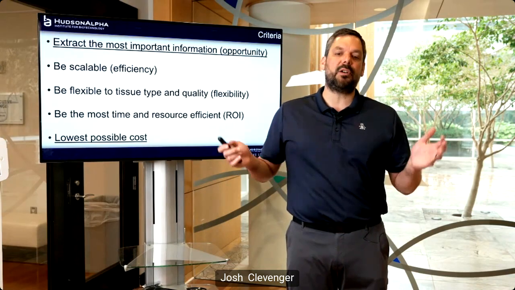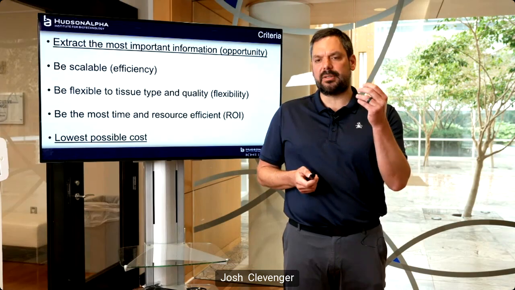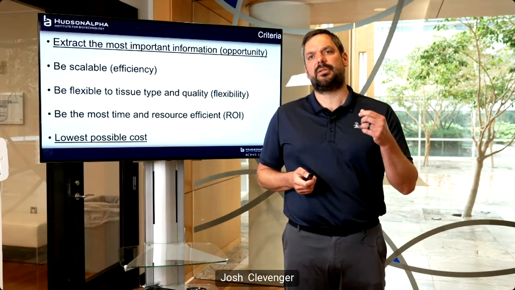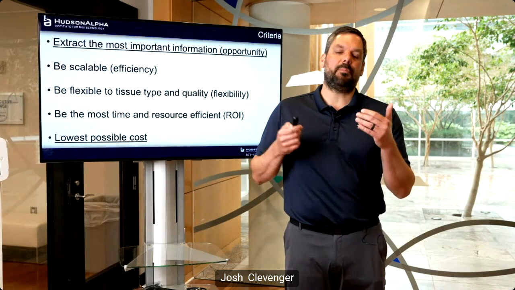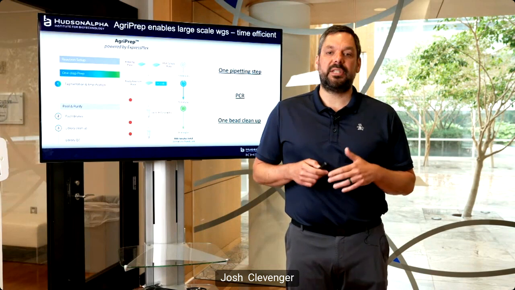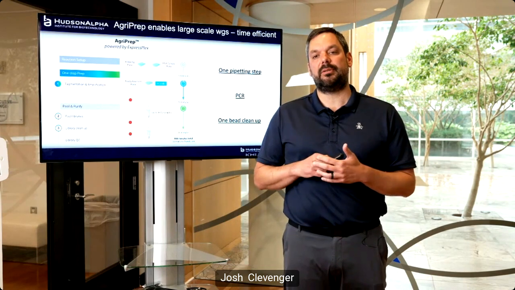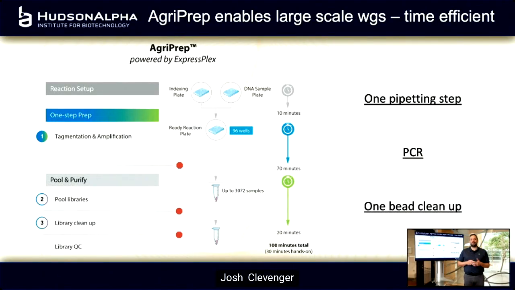And then of course, all of that goes into the lowest possible cost. And all of this checklist, this ingredient list, goes into the topic, or the partner, of the webinar today, which is Sequel. So Sequel has a product that we use. It's called AgriPrep. And AgriPrep, they say powered by ExpressPlex, which was an older version of this library prep technology.